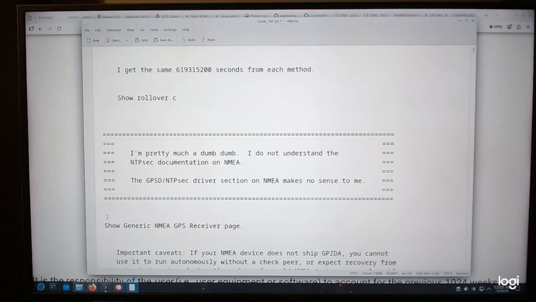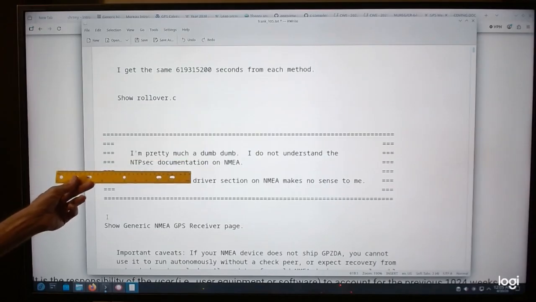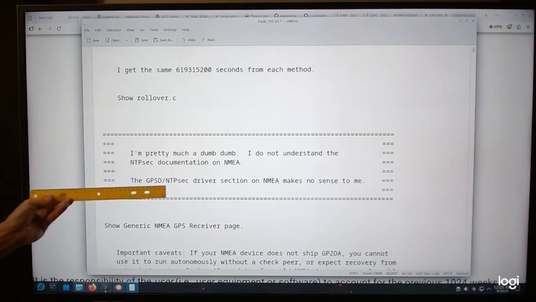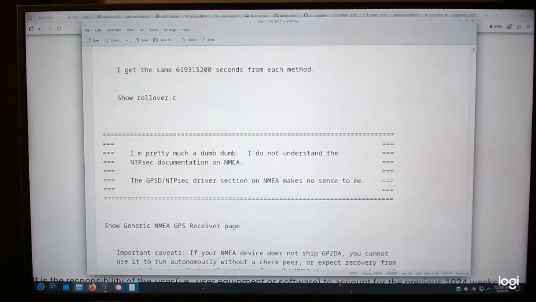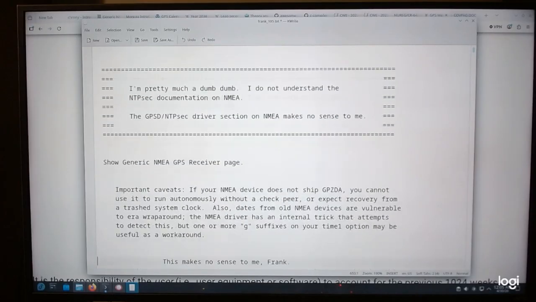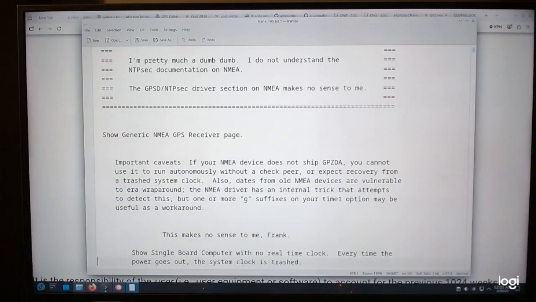Now I'm going to tell you, I'm not very smart, but I just cannot understand the NTP documentation or the GPSD. It just makes no sense to me. Let me just kind of show you. It makes no sense to me.